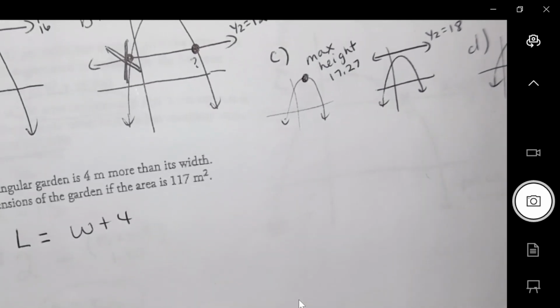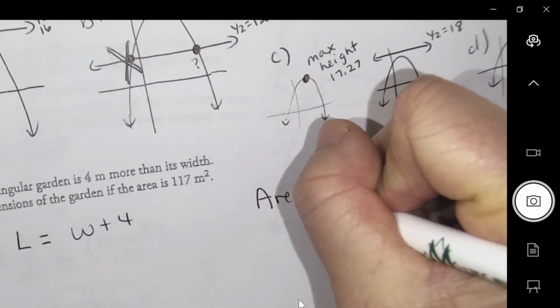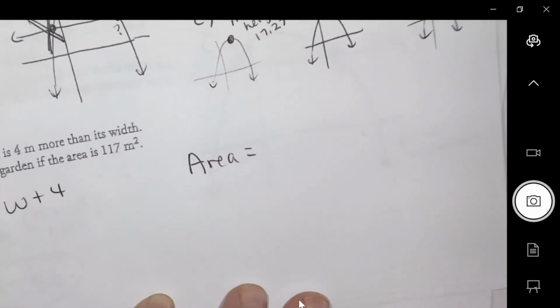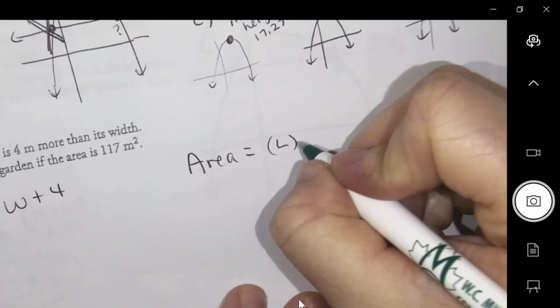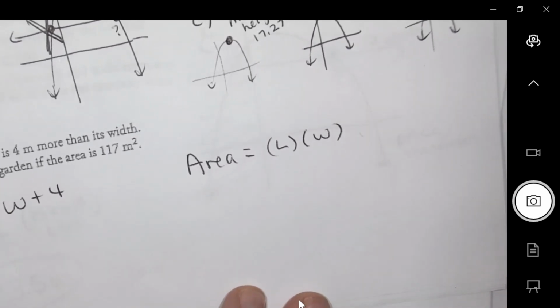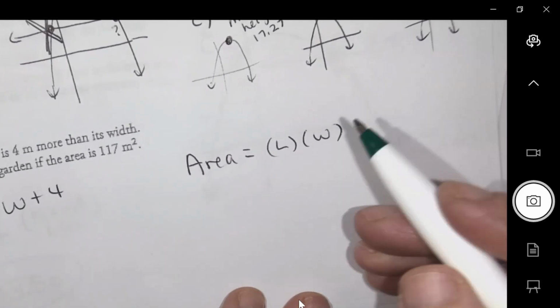Okay. What do you guys know about the area of a rectangle? It's length times width. Okay. So on a test, let's say if you got this question, I'm not going to give you that formula. I'm just going to assume that you hopefully know a formula like that. Length times width.